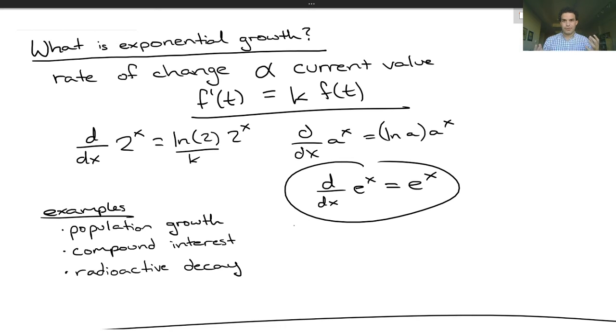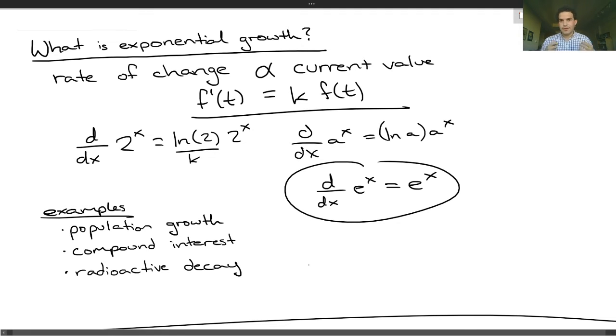The more contagious people you have around, the more the virus will spread that day. It comes up in compound interest. The more money you have in the bank, the more money you'll make in interest. It comes up in radioactive decay.